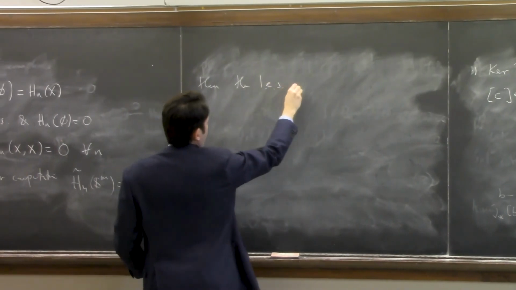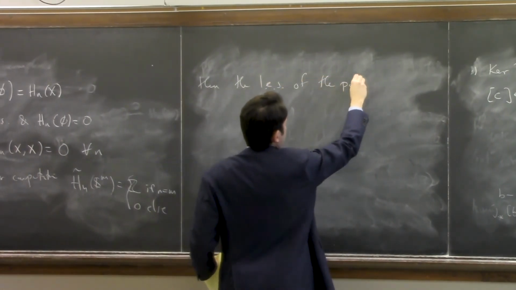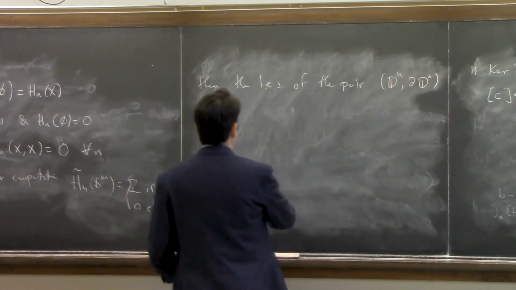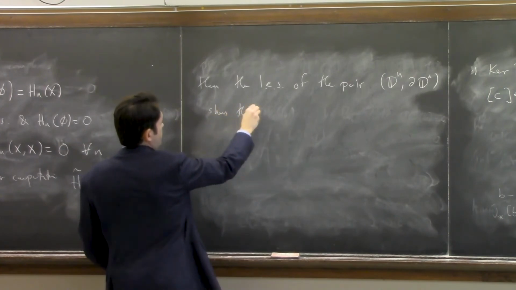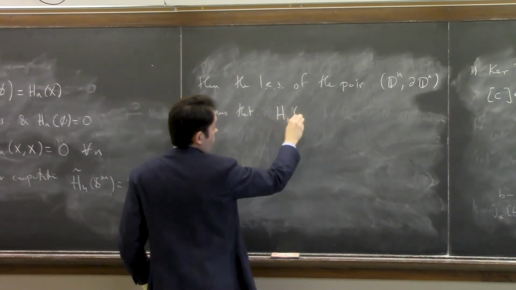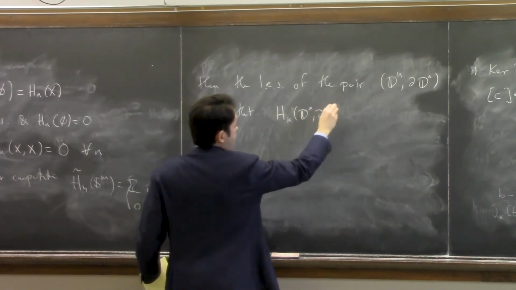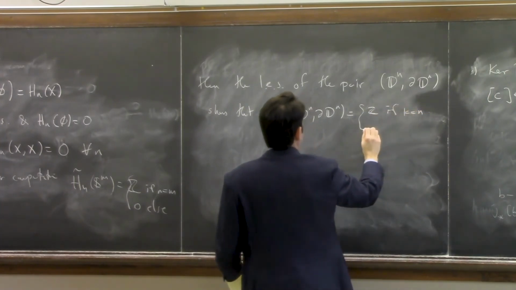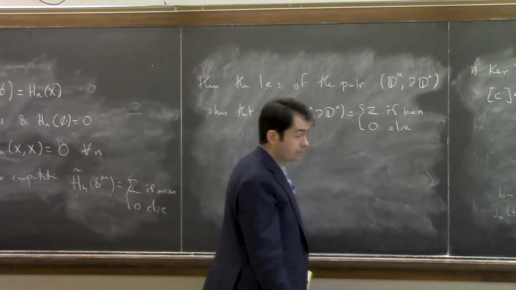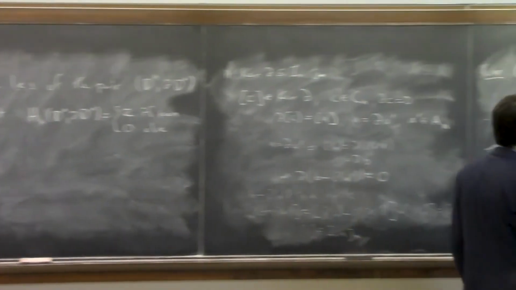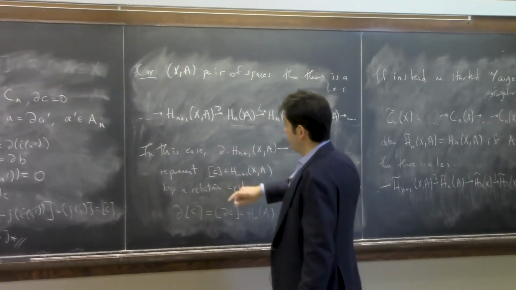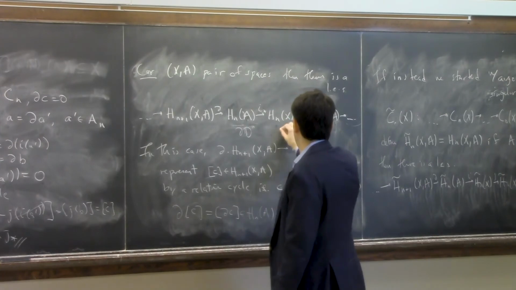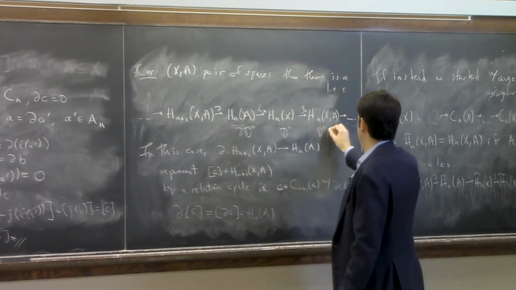the long exact sequence of the pair disk, boundary of the disk, shows that its homology is C if k is equal to n and 0 else. Right, because in this long exact sequence, we would have the boundary of the disk here, the disk here, and then the pair disk and its boundary.